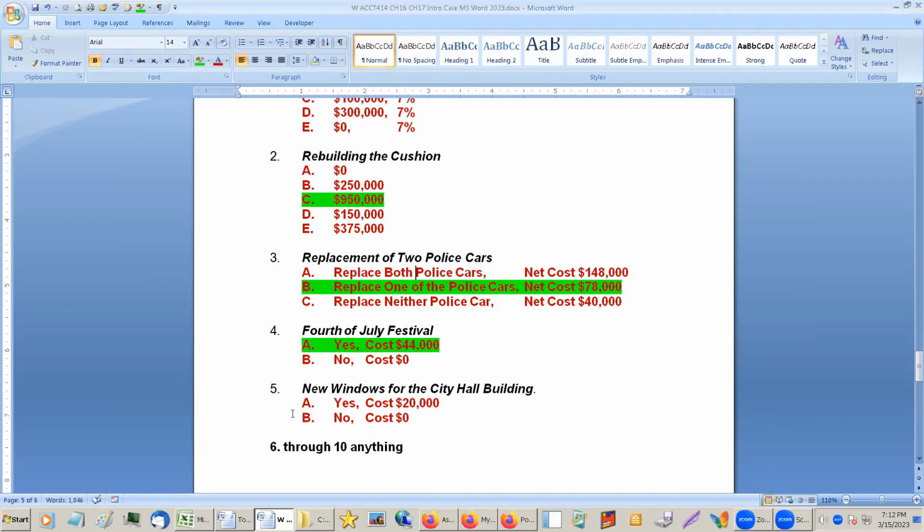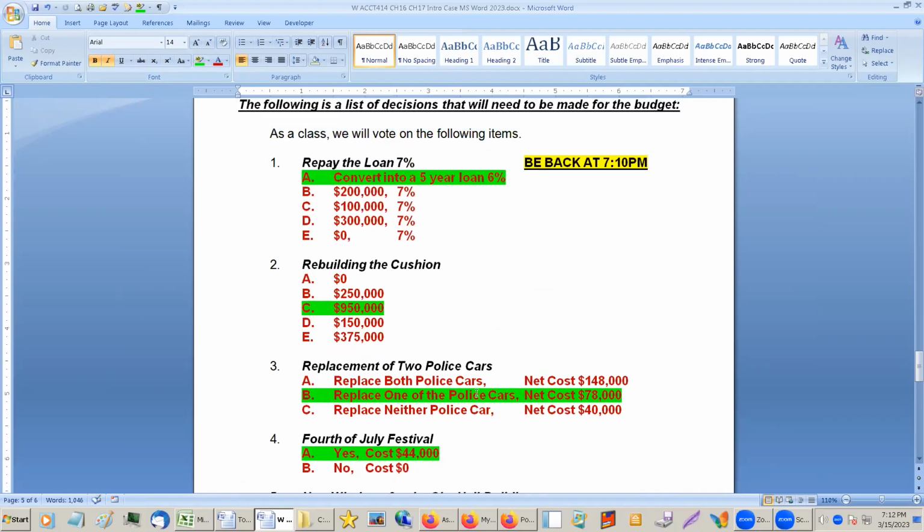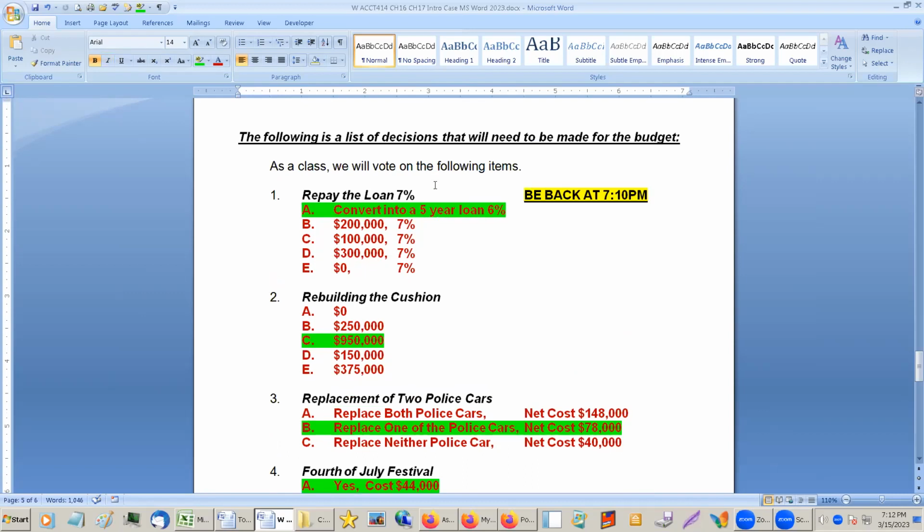Number five, windows. No. Okay, so what we've got to do now is plug these numbers in and see where we're at. All right. So converting to a six-year loan, so that'll be $200,000. I didn't put that in there. Will that make a difference? Yeah. Okay.